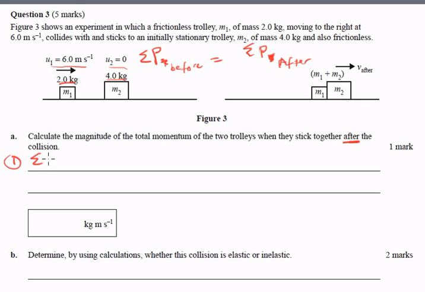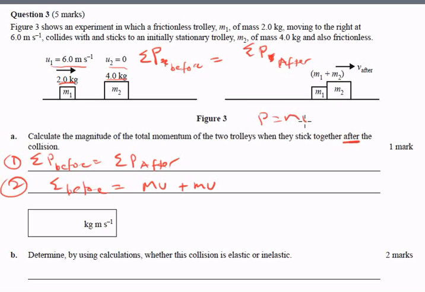We're going to say total momentum before equals total momentum after. Remember, P is momentum. So let's work out the total momentum before. It equals mv plus mv. Momentum is equal to mv, and there's two of them. The first one has mass 2 kg times 6 meters a second, and the second one has 4 kg times 0. So that's 12 plus 0, which is 12.